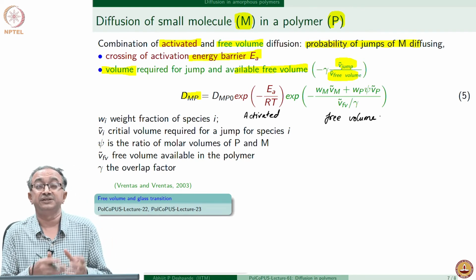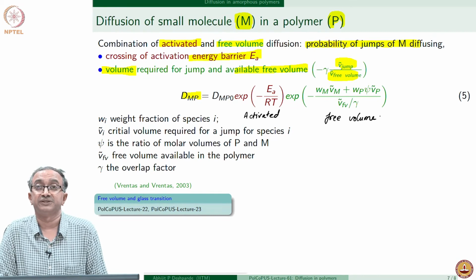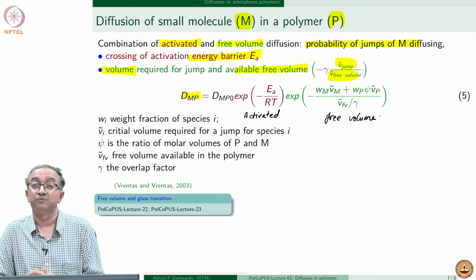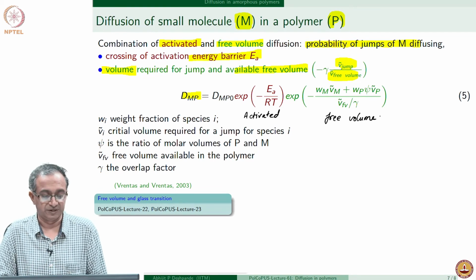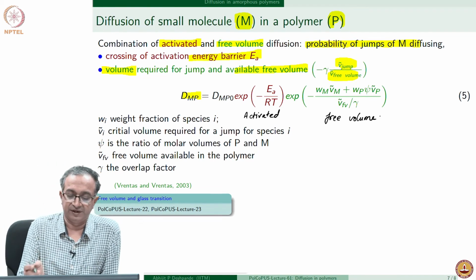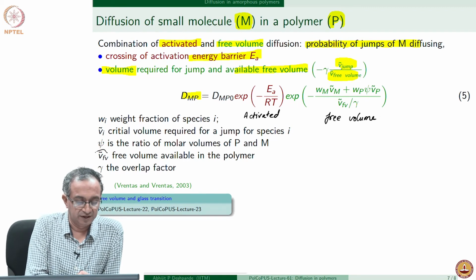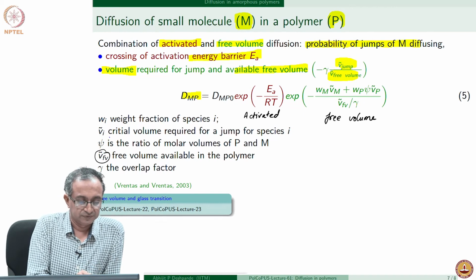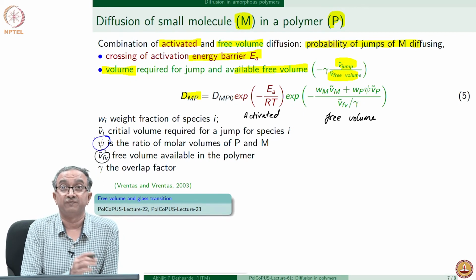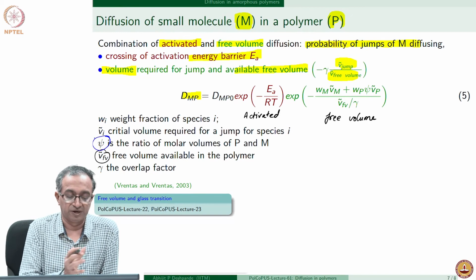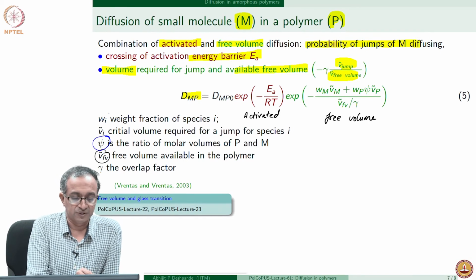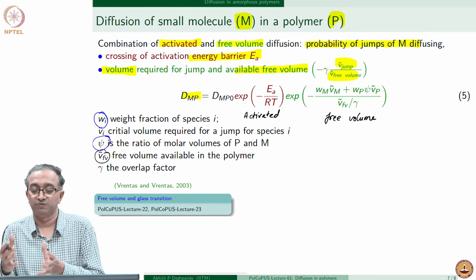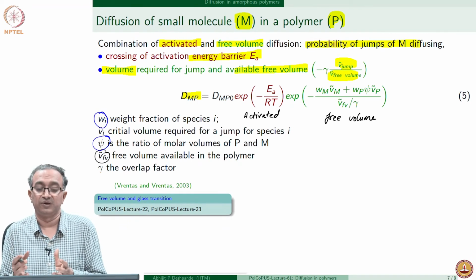Under what condition will the activated part be operational? Think about it. Similarly, under what condition will the free volume part be operational? Think about it. Generally, what we have are the free volume which is available, the ratio of the molar volumes of the molecule which is diffusing, and also the weight fraction of the diffusing molecule with respect to the background macromolecule.